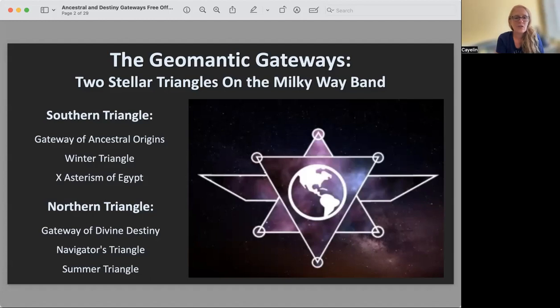Then we're going to also look at the Northern Triangle as the gateway of divine destiny. It's also called the Navigator's Triangle for those in the Northern Hemisphere, because of course it's not as easy to see in the Southern Hemisphere, and it wouldn't be used as a Navigator's Triangle. It's also called the Summer Triangle. So these are the things that we're going to be looking at.